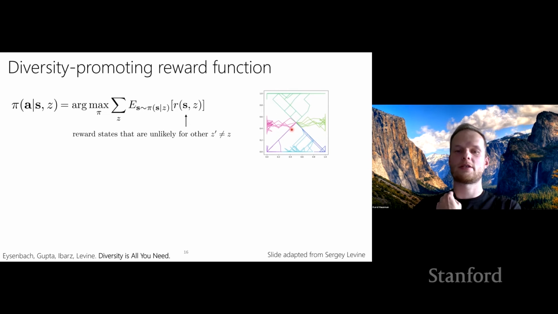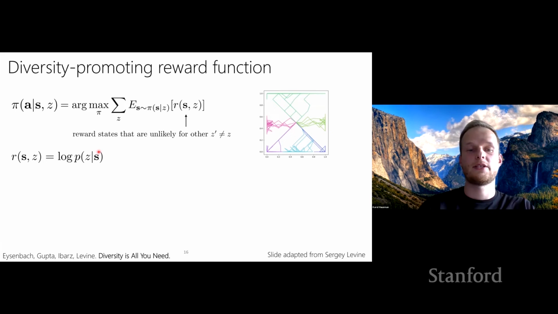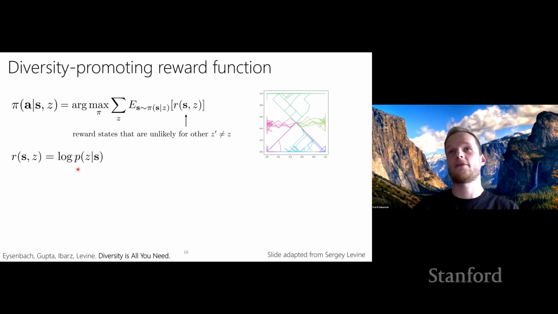Right, so we want to reward the states that are unlikely for other Zs. So here's one proposal of what we can do. We can learn a classifier that, given a state, tells us what Z could have resulted in us visiting that state. Right, so we can easily train a classifier like this. That classifier can be trained using supervised learning, and it will be just looking at the states that a particular skill has visited, and it will try to regress towards that skill. And then we can have the reward function that tries to help this classifier as much as possible. So it tries to make the skills a little bit more diverse, such that this classifier has a very easy job.